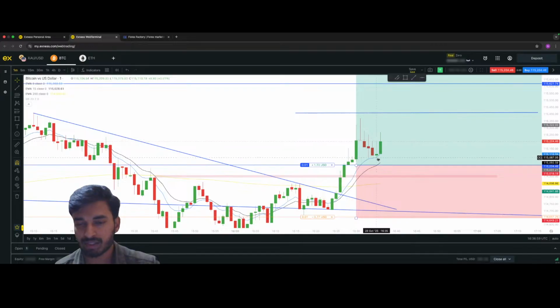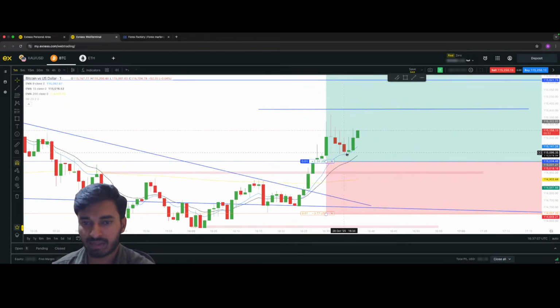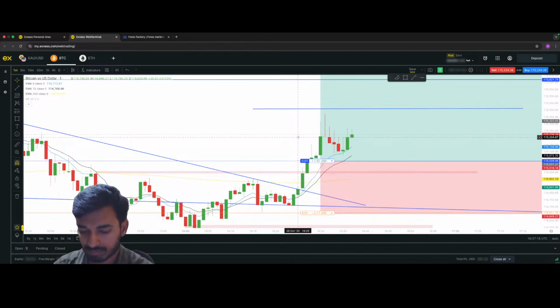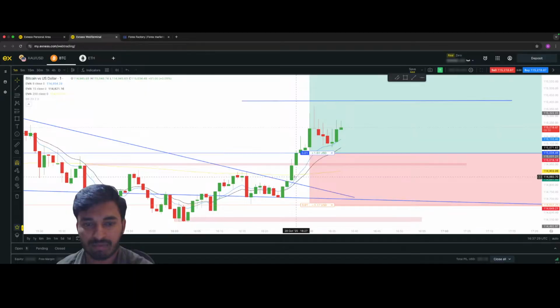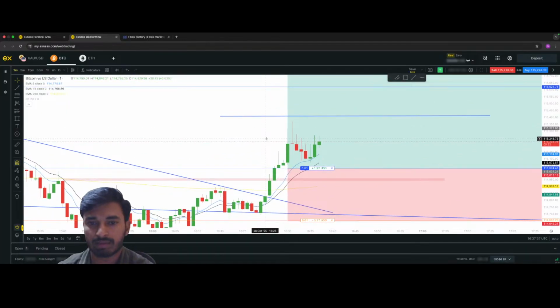It is now taking support of 9 EMA, 9 and 15. Here it has given a doji and one green candle. Then this will be like a morning star pattern. From here it has given very bullish. Let's see, if this goes above this, then it might hit my target.